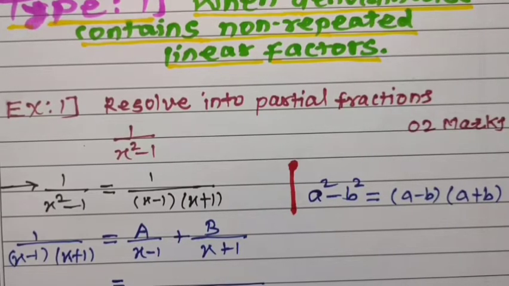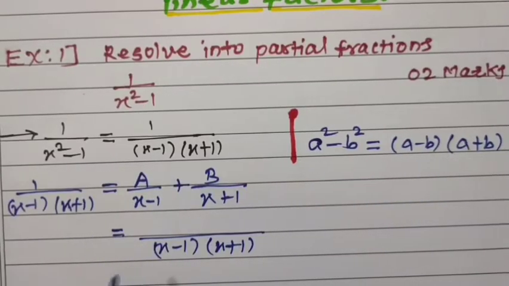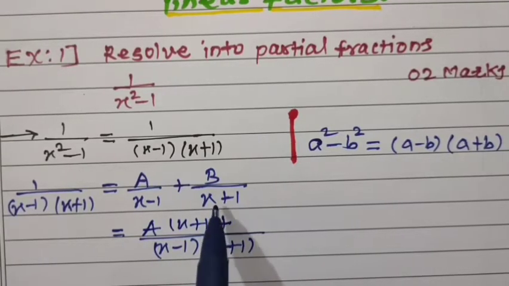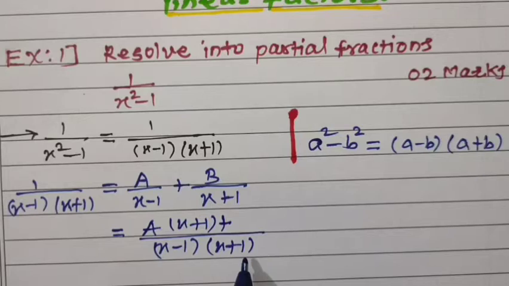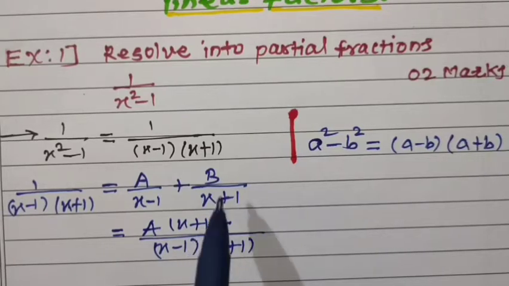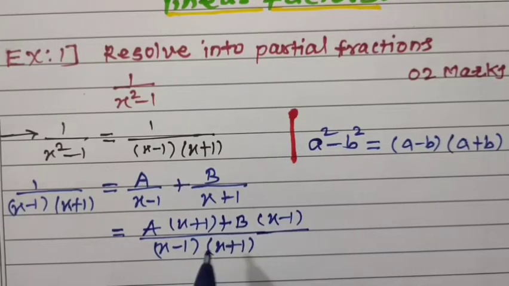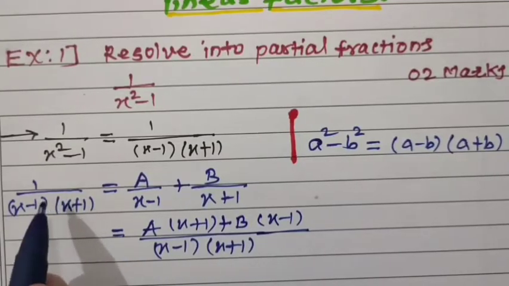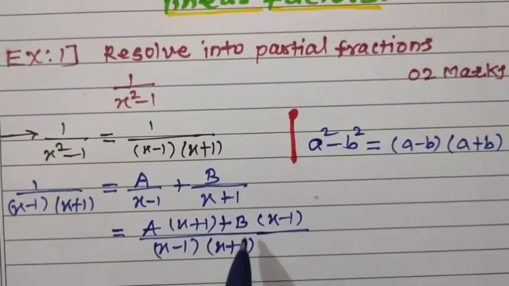Now this denominator we have to divide by the denominator of the first term: x minus 1 into x plus 1 divided by x minus 1. X minus 1 cancels with this x minus 1, remains only x plus 1. So a into x plus 1 plus, now x plus 1 and this x plus 1 get cancelled, remains x minus 1 here. So b into x minus 1. This is RHS and this is LHS. Denominators of RHS and LHS are the same, so numerators must be equal.